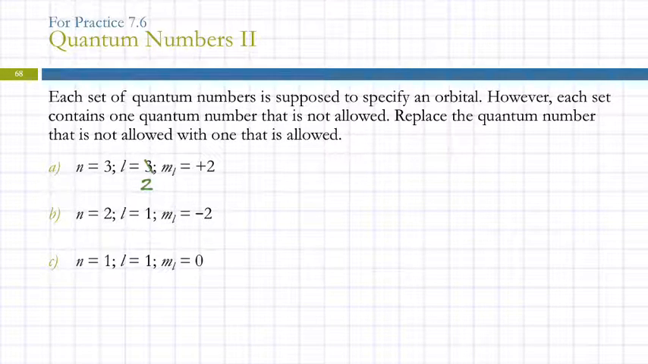Okay? Let's look at this one. N equals 2, L equals 1. Could we have L equals 1 with N equals 2? Yeah. M sub L is minus 2. Does that work with this guy? No. So what would work? Minus 1, because M sub L can be minus L up to plus L, including 0. How about this last one? L has to be 0. Any questions? It's strange, huh?